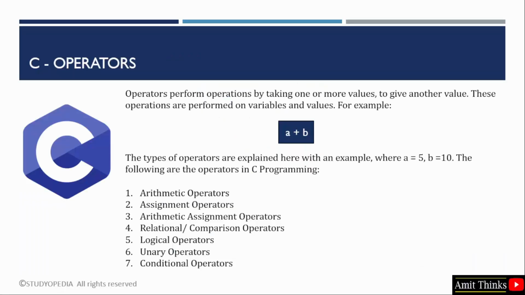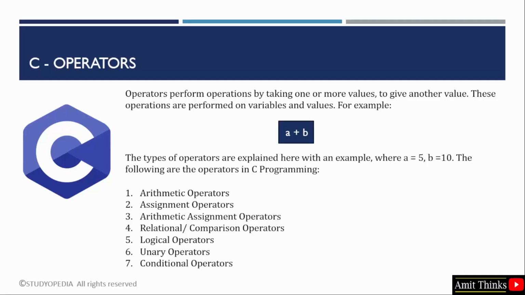C programming language includes a set of operators that you can use to perform different operations on data. These operations are performed on variables and values, like a plus b. Let's say you have two variables with values a is equal to 5 and b is equal to 10. So you can add them using the operator. So plus here is an operator. Like this, we have different operators in C language.